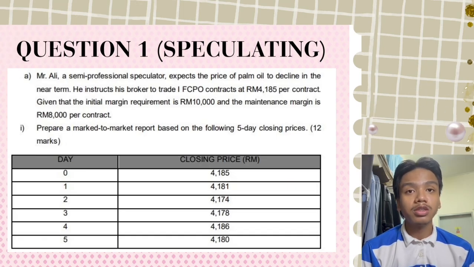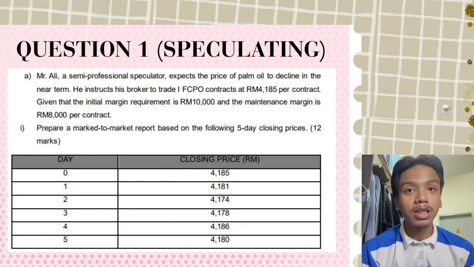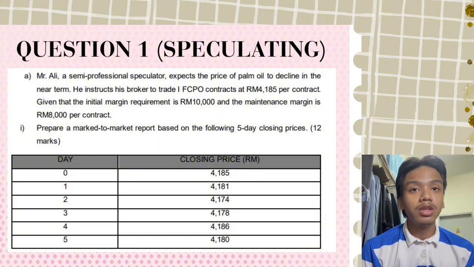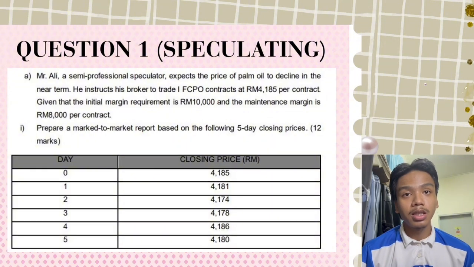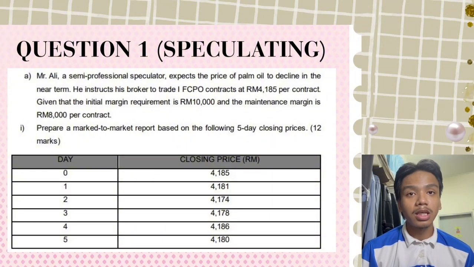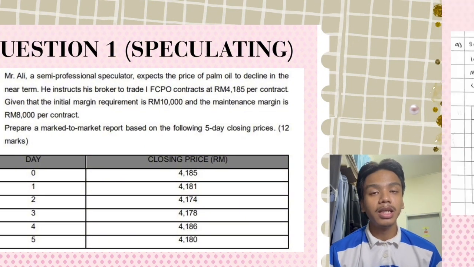Before he starts trading, his broker requires an initial margin of 10,000 ringgit per contract and a maintenance margin of 8,000 ringgit per contract. And our job is to build a 5-day mark to market report and see exactly what happens to his money day by day.